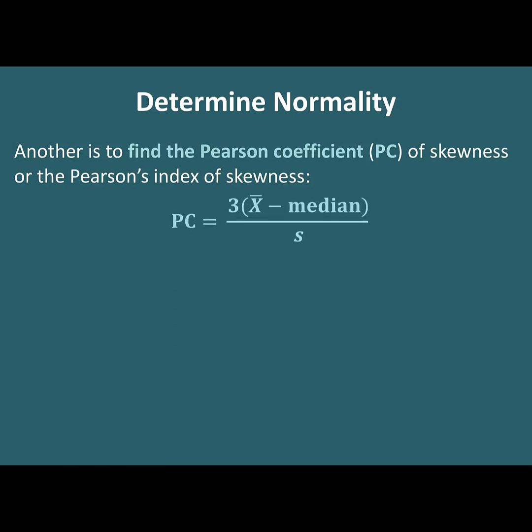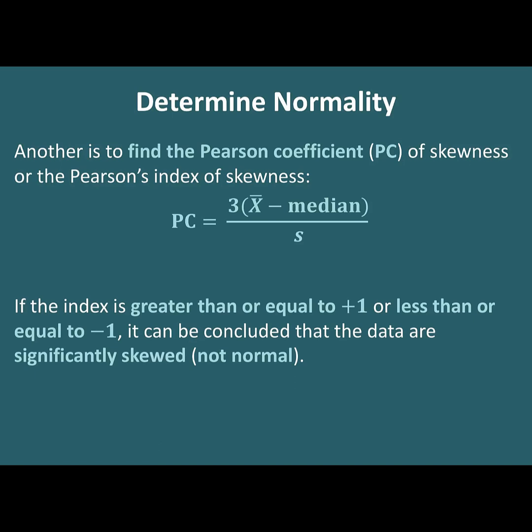That would be using the following formula. That is 3 times the quantity x bar minus the median, all divided by s. If the index is greater than or equal to +1 or less than or equal to -1, it can be concluded that the data are significantly skewed, in other words, not normal.